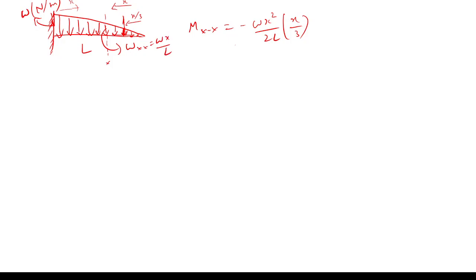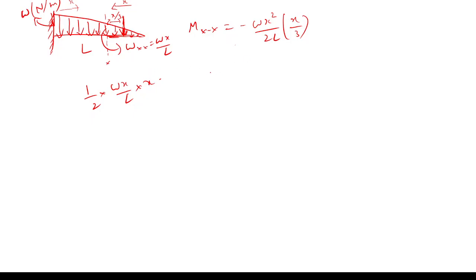If I want to calculate the bending moment, then I need to find the total area of this and make it act at its centroid. The total area will be a triangle, so 1 by 2 into wx by L into the distance x, which is wx square by 2L, and which is acting at a distance of x by 3 from here.